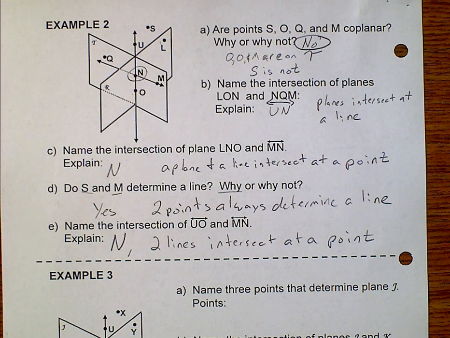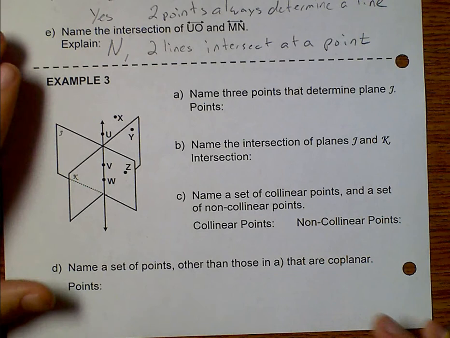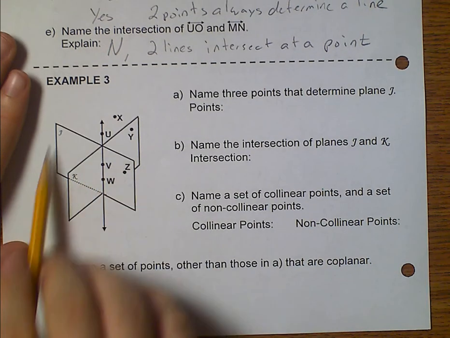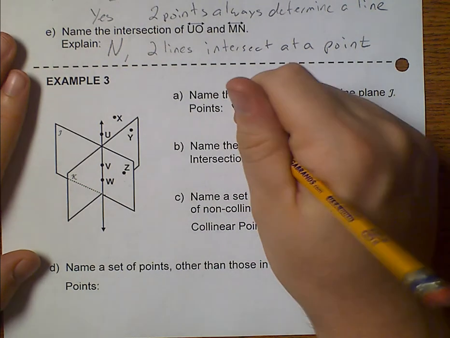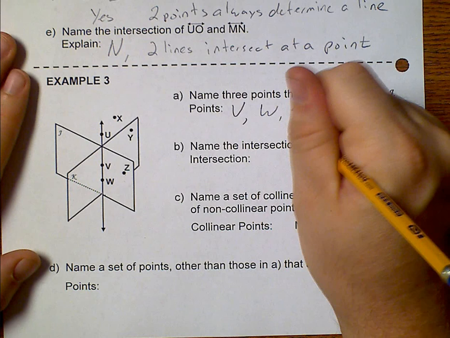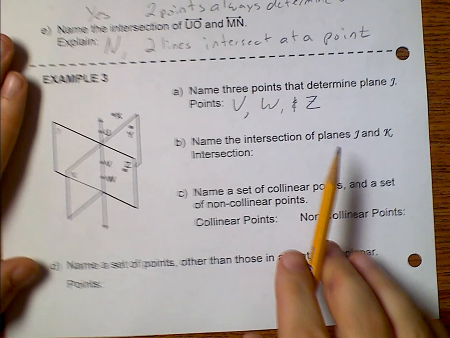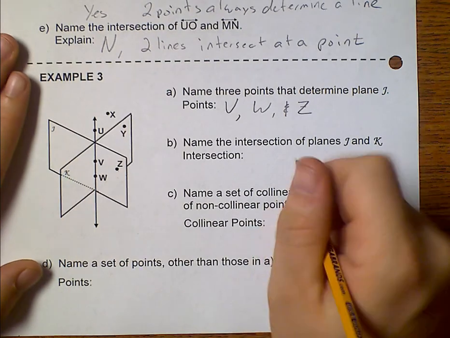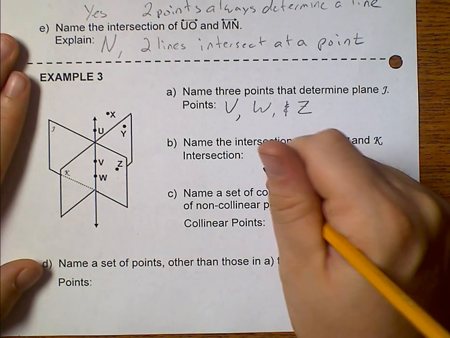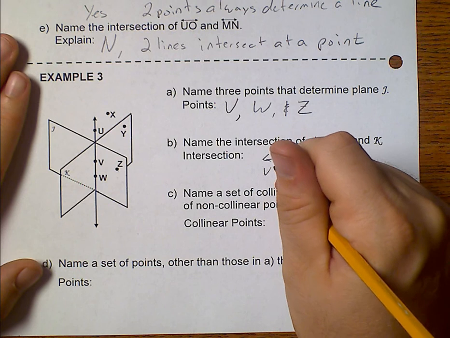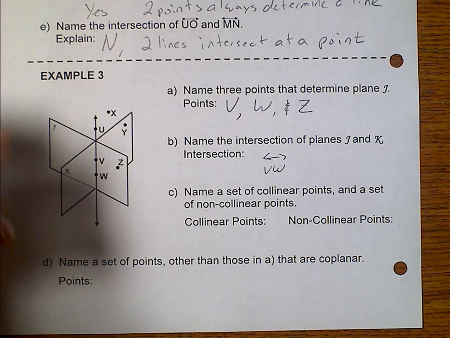Moving on to example number 3. We want to know 3 points that determine J. That would be this right here, and those would be V, W, and Z. Name the intersection of planes J and K. Well, that would be a line, and you could say UW or VW or VU. However you want to name it, but it's this line going up and down.